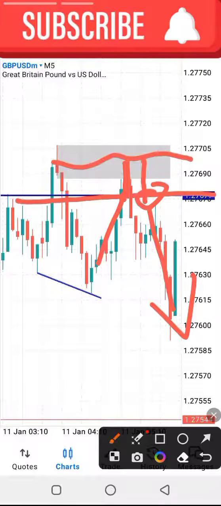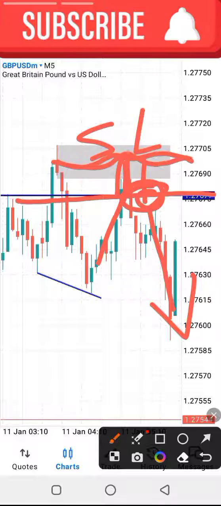For that sell stop you are placing here, you put your stop loss. Now you already know the extent price has gone to, so you place your stop loss there. Then price moves in your favor with little to no drawdown.